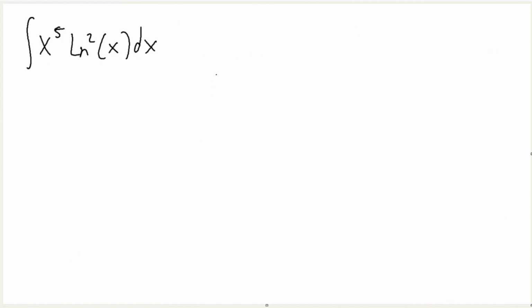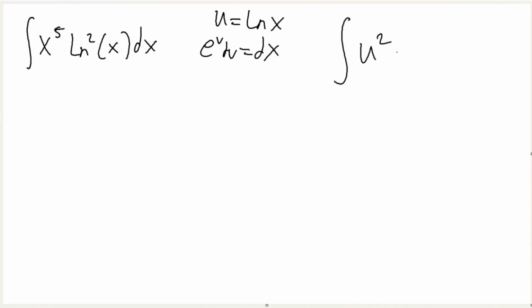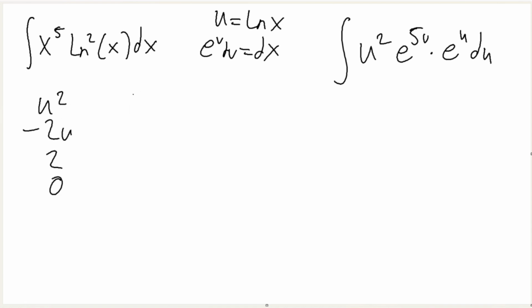x to the power of 5 times ln squared. I see ln squared, so I'm going to substitute that. Let u equal ln x. e to the u du is dx, we already know. We've done it so many times. This is u squared, and then x to the 5 is e to the 5u, times e to the u. Don't forget that. You can easily screw up with that. So this is our du, our x to the 5, our ln squared. Now this is u squared times e to the 6u, right?